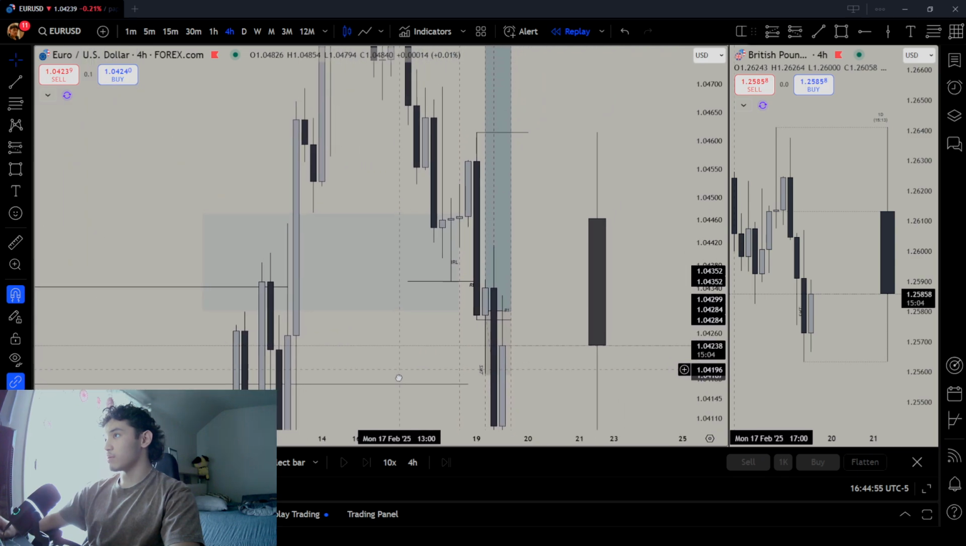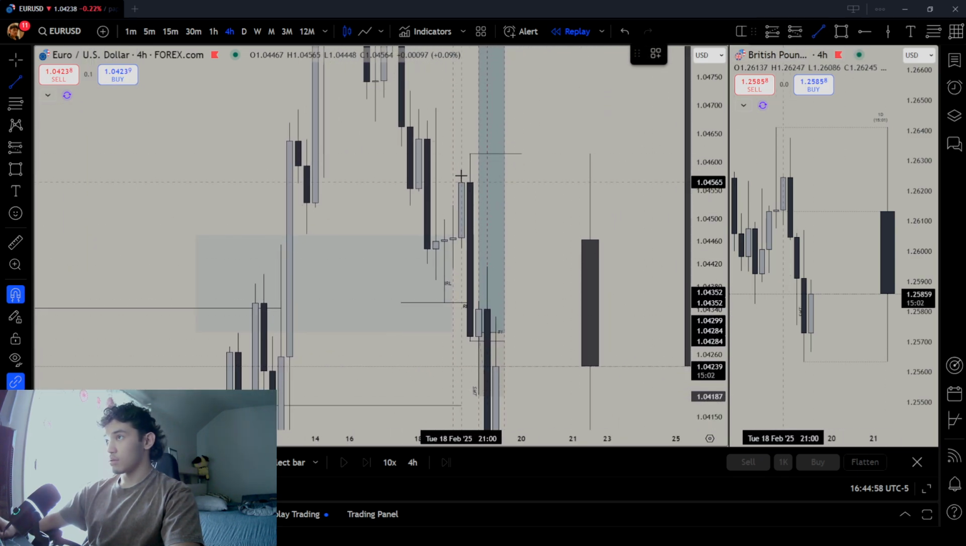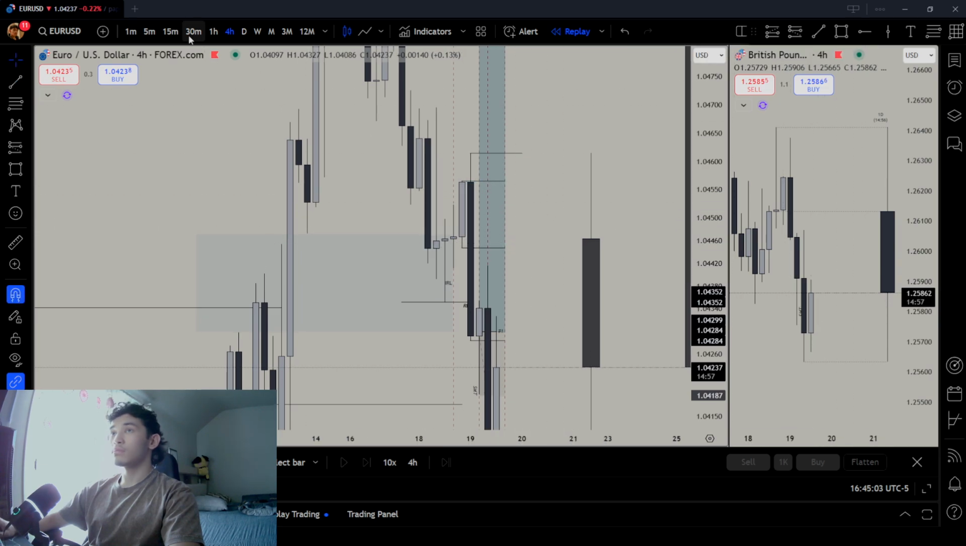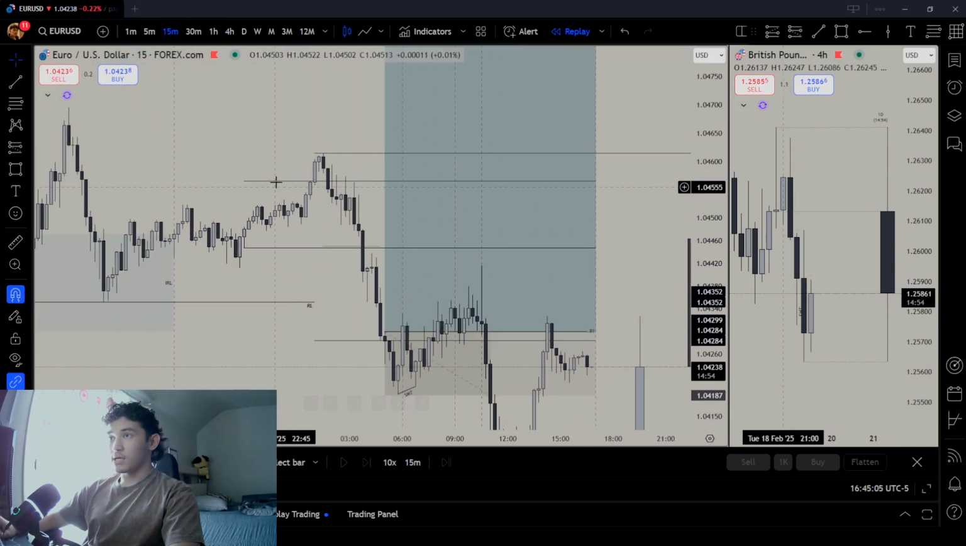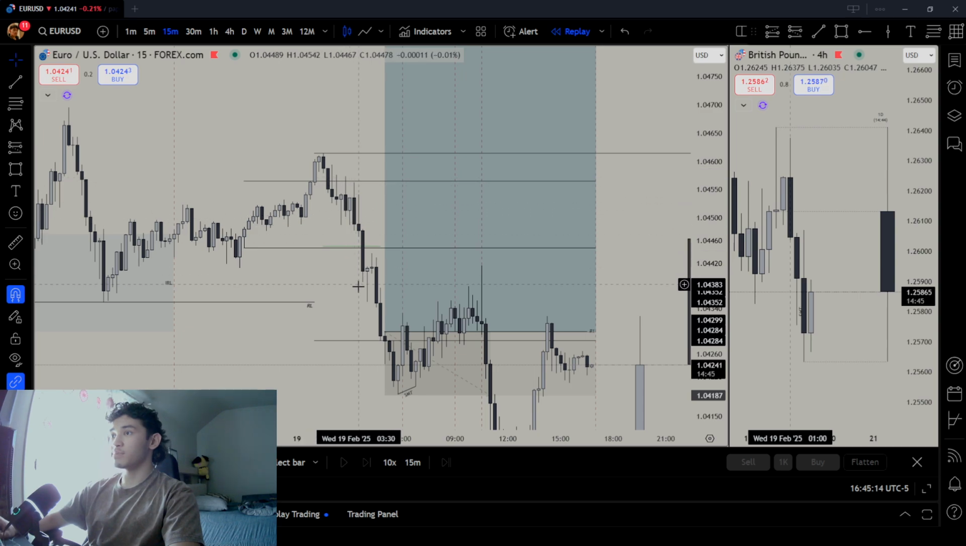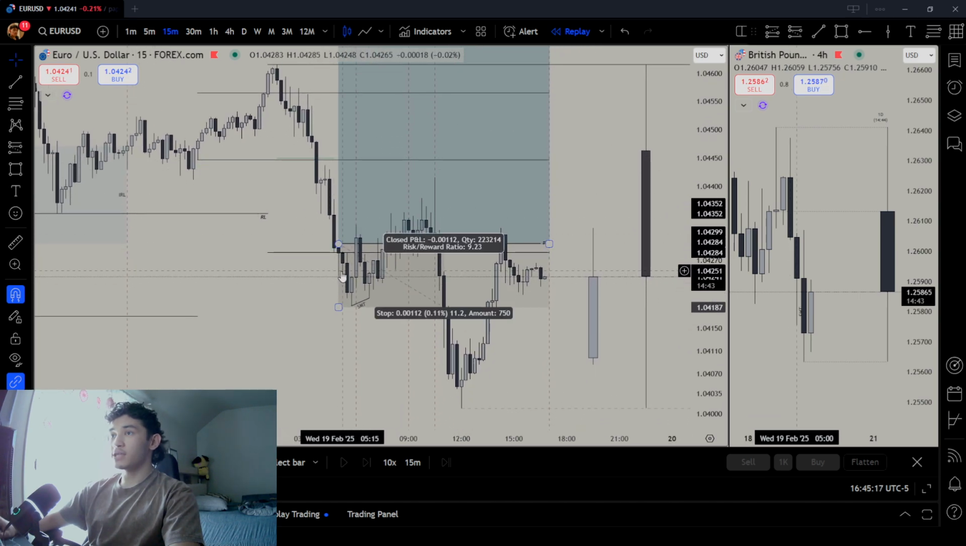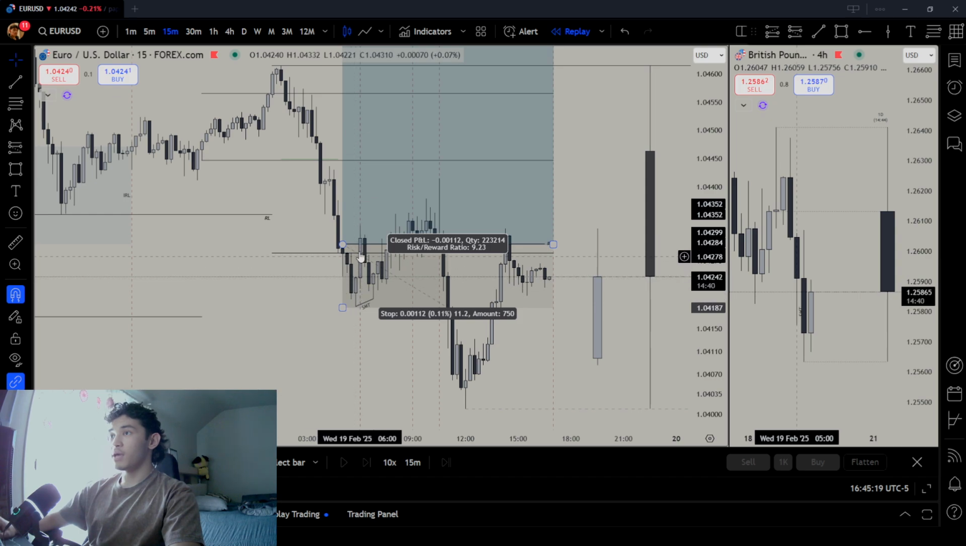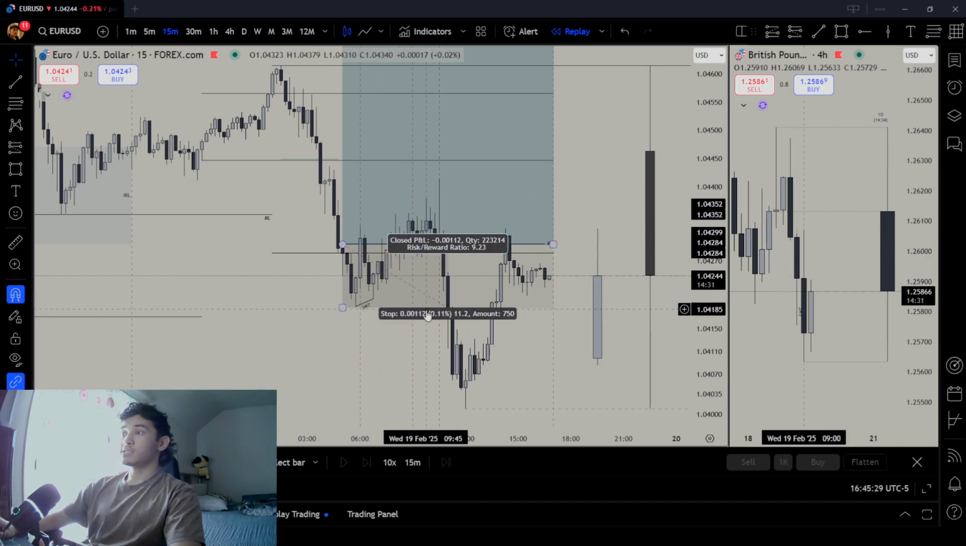Let me just mark it down real quick. This right over here is the confirmation, right, for the CISD. That's the CRT high, right? This right over here, CISD confirmed the CRT. Eventually, that right over there: reversal, retracement, expansion, retracement, expansion, retracement, expansion, retracement, another expansion, right? Tapping the higher time frame key level. This could be a reversal, retracement, expansion, retracement, expansion, retracement, expansion. Eventually doing another reversal, retracement, expansion, and stopping us out, right?